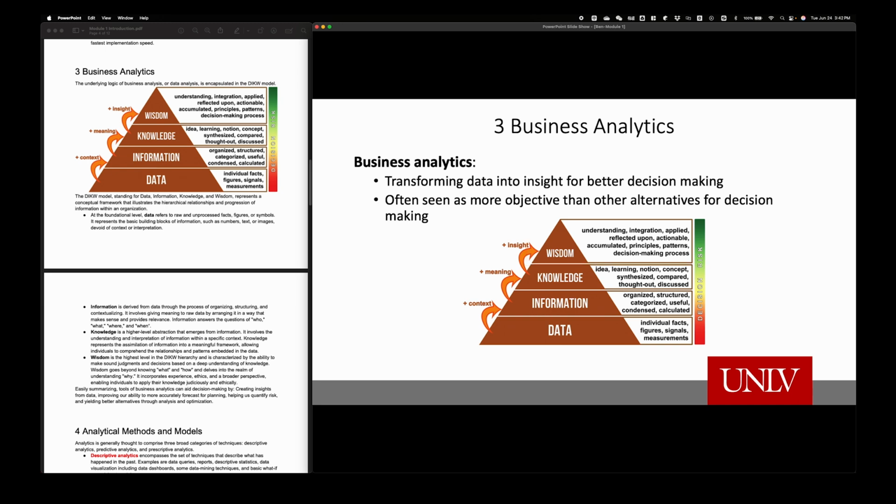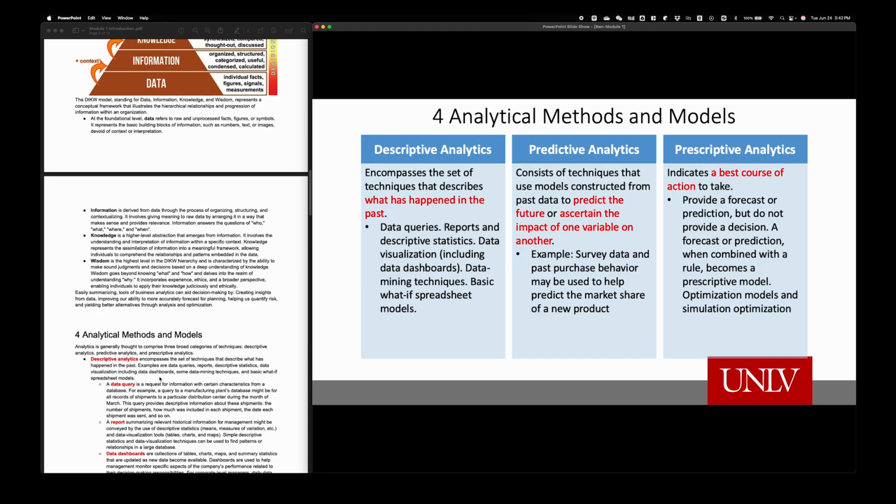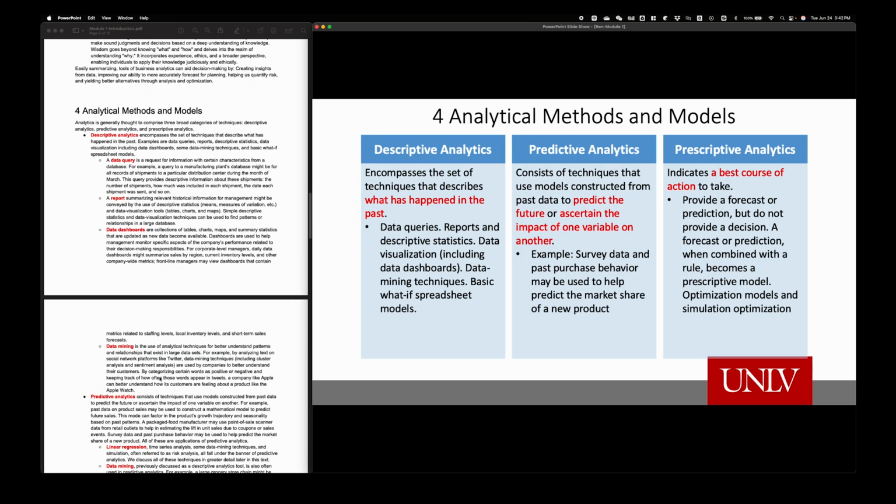So to sum up, business analytics tools help us to move up the DIKW pyramid. They create insights from data, improve forecasting and planning, quantify risks, and suggest better alternatives through analysis and optimization. And when we talk about business analytics, there are three main types, each serving a different purpose in decision making.